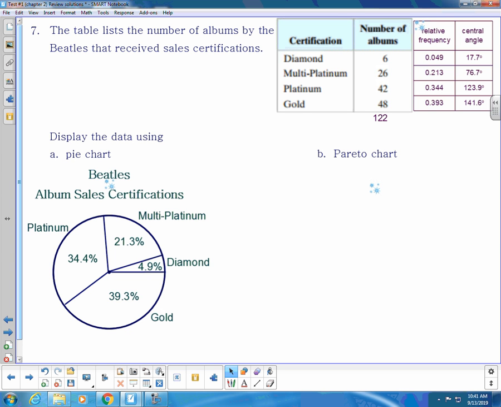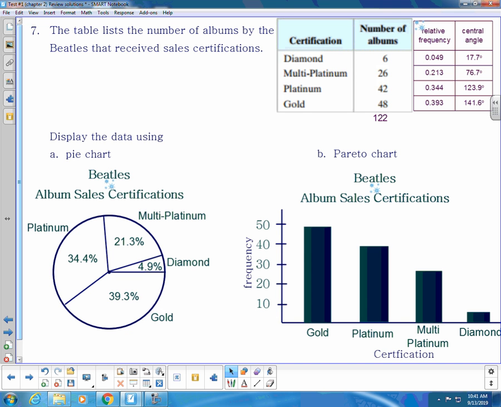And then the Pareto chart, it's a bar graph. They should not be touching. It's not a histogram where they're touching. It should be separate bars, and it should start at the highest and go down. And again, this is the frequency, this is the certification, and then you have your separate bars. So make sure you have things labeled. Okay.